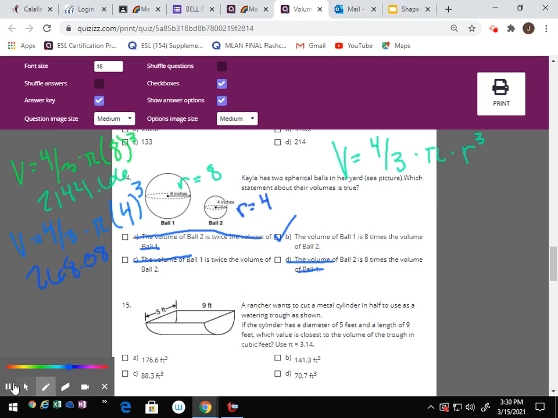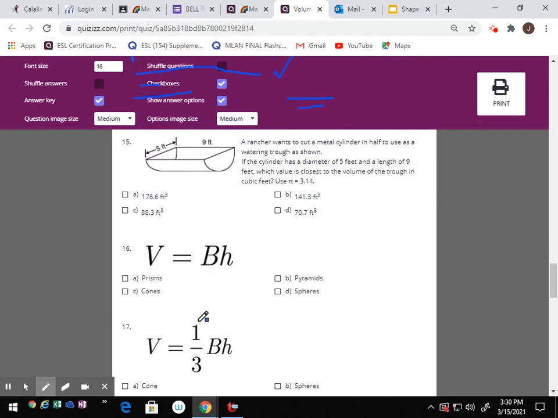We'll go down to question number 15. All right, so number 15 says a rancher wants to cut a metal cylinder in half to use as a watering trough, as shown. If the cylinder has a diameter of 5 feet and a length of 9 feet, what is the closest to the volume of the trough in cubic feet? Okay, so we can see that we have half a cylinder here, but we're going to act like it's a whole entire cylinder first. We're not going to divide by 2 until the very end.